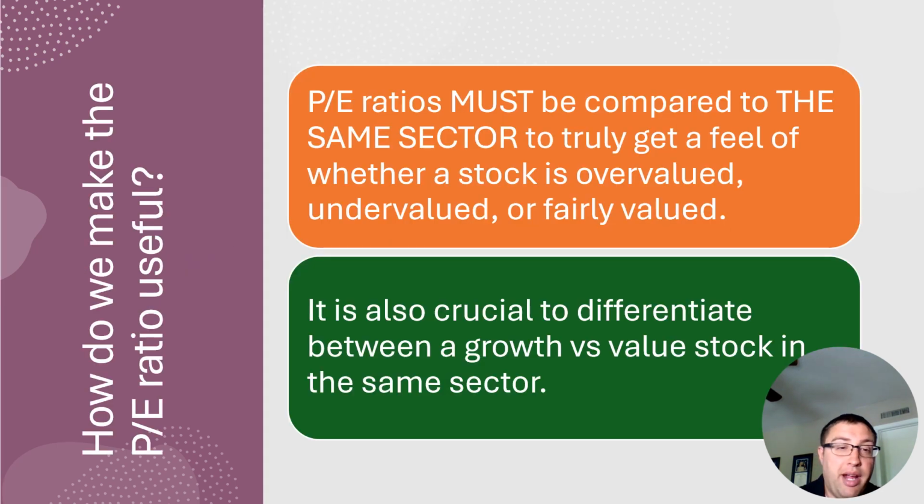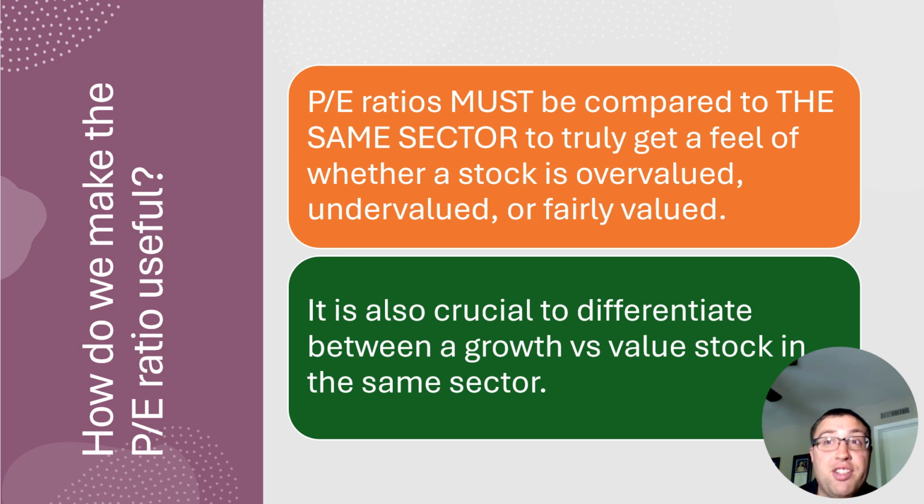So how do we make the PE ratio useful? It's important to, one, think of the sector. You have to compare the ratio to other companies in the exact same sector, because sectors have wildly differing PE ratios. If you compare Meta to a Chipotle, for instance, it's going to be different. One's a restaurant, one is one of the biggest companies in the world and an actual tech company.